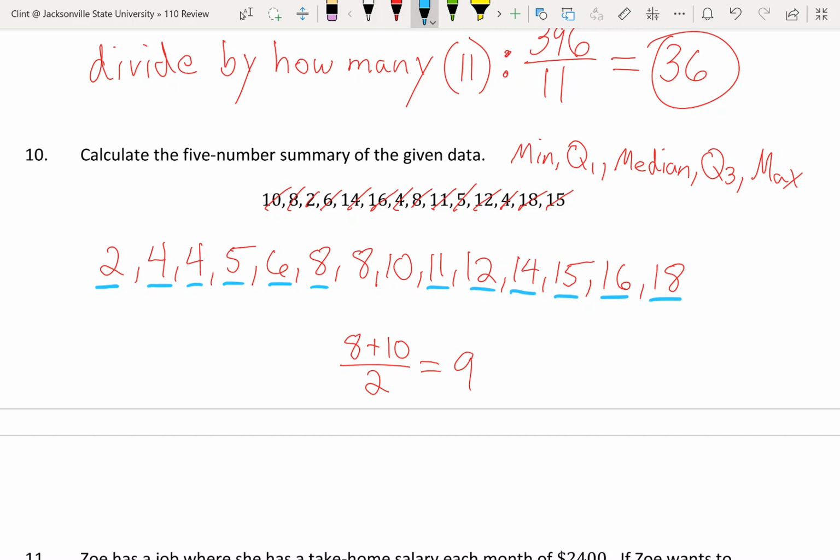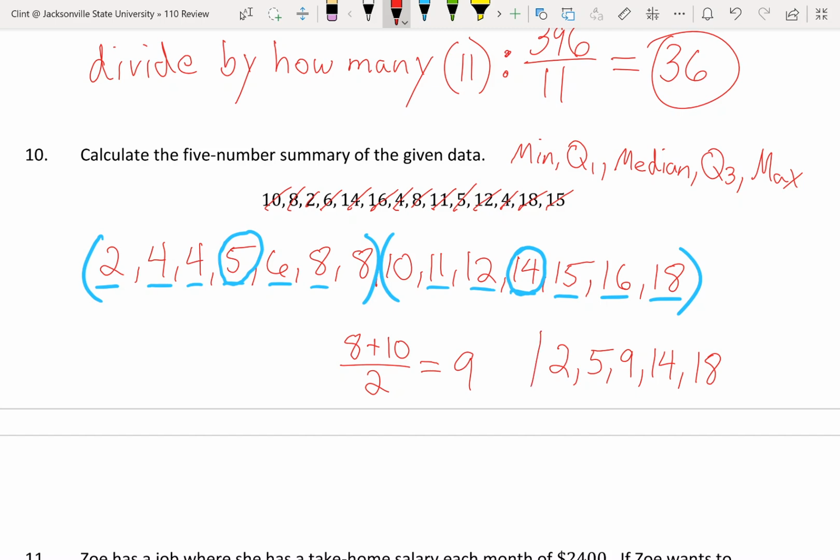And then we're going to split our data into a lower and upper half. And then we'll find the median of the lower half and the median of the upper half. That'll be Q1 and Q3. So our whole 5-number summary, our minimum is 2. First quartile is 5. Median is 9. Third quartile is 14, and the maximum is 18.